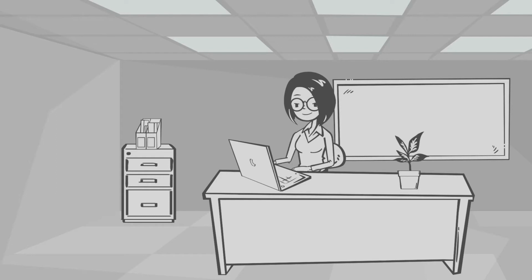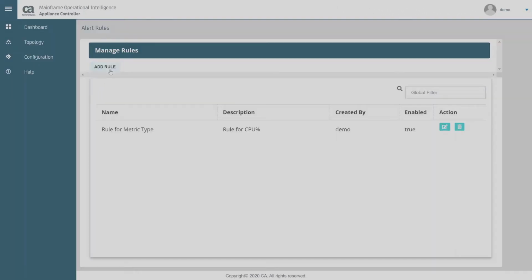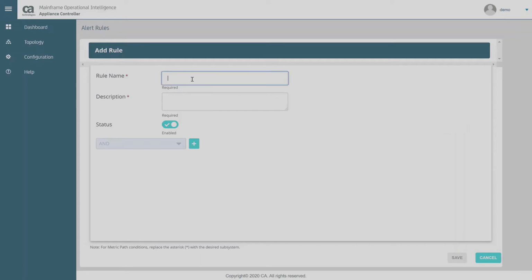Catherine, the system administrator, wants to add a rule that will affect a category of metrics. She clicks Add Rule. She gives the rule a name and types the description for the rule, and leaves the rule's status toggled to Enabled.